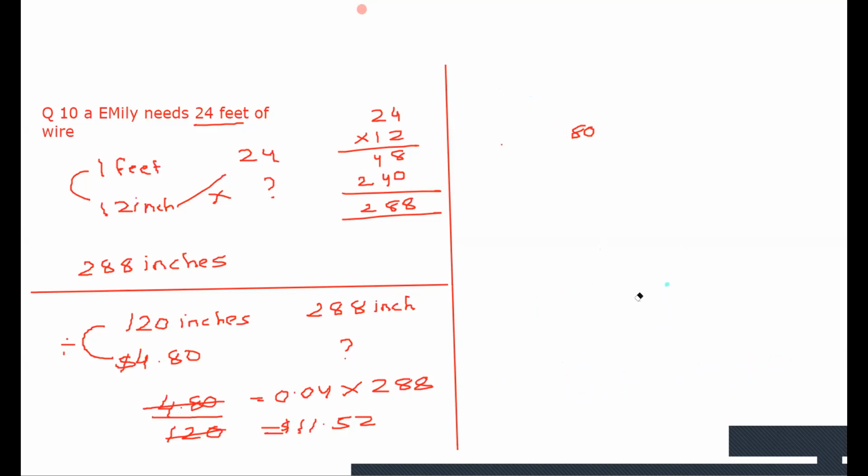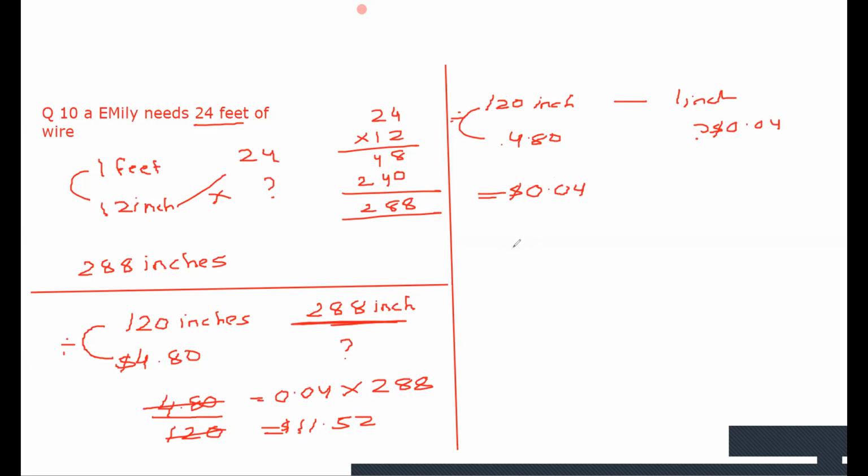The same question, I will do it in a different way. Like 120 inches give me $4.80. So 1 inch, how much? I want to find for 1 inch first. So I will divide this. When I divide this, I get $0.04. 1 inch is how much? $0.04.